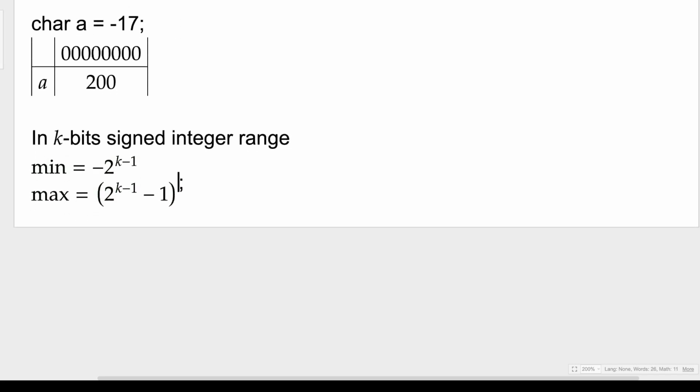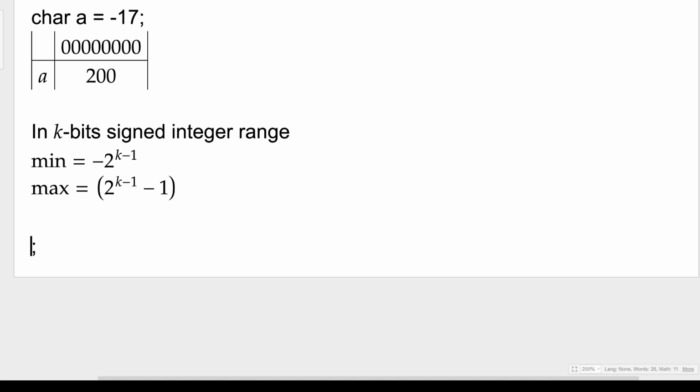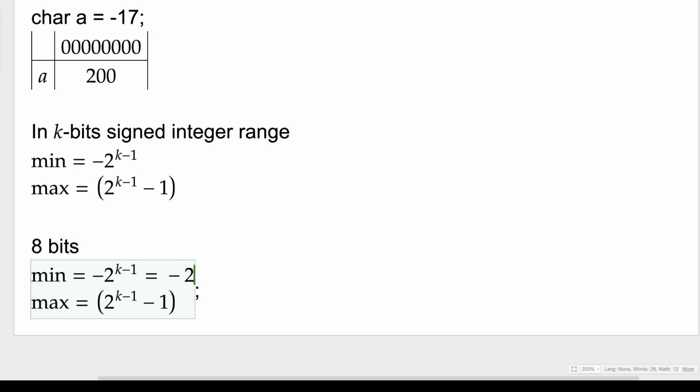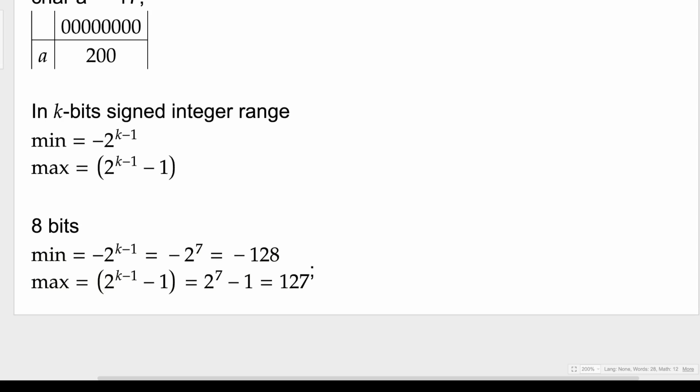So in 8 bits, if I compute the max and min in this case, the minimum will be minus 2 to the power 8 minus 1, that is 7. And the largest integer that I can represent in 8 bits is 2 to the power 7 minus 1. Now this is equal to minus 128 and this will be equal to 127. So that's the range actually for 8 bits. Similarly, if you are having any number of bits, you can represent this range.